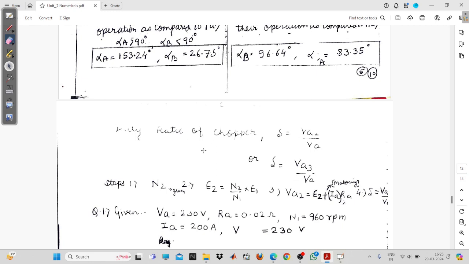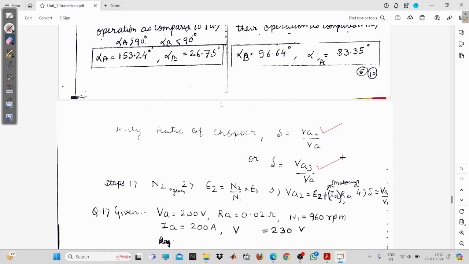So before starting with the numericals of a chopper, first we need to understand some formulas, that is the duty ratio of a chopper. Now what is a duty ratio? Chopper basically is a simple semiconductor switch. So depending upon the duty cycle of the switch, the DC voltage can be made variable. So basically chopper is going to convert a fixed voltage into a variable voltage. You can see that this is the fixed voltage, that is the VA, and this is a variable voltage and it depends upon the duty ratio.